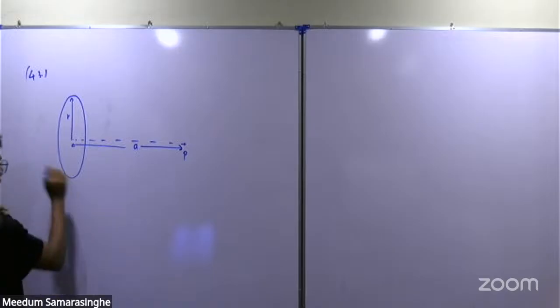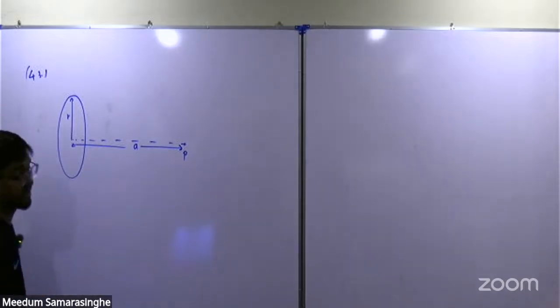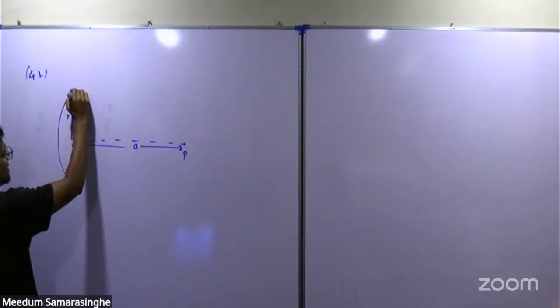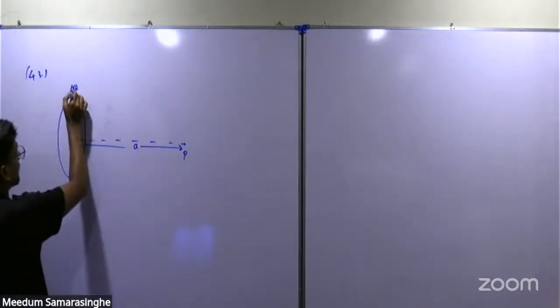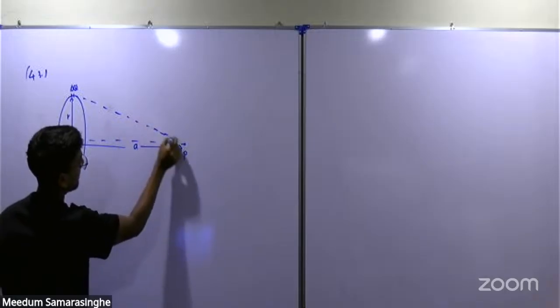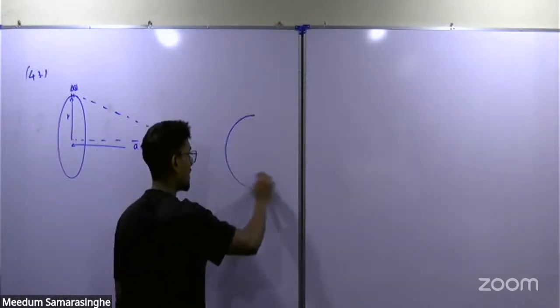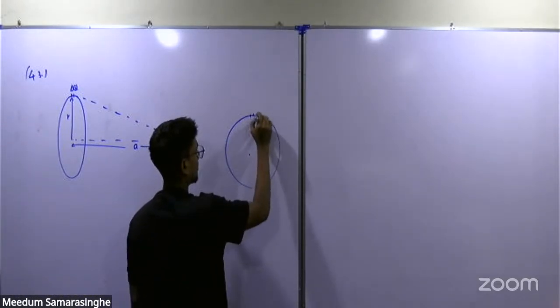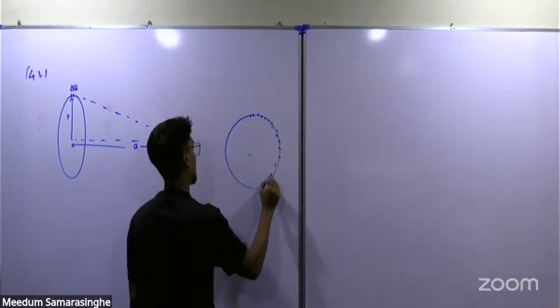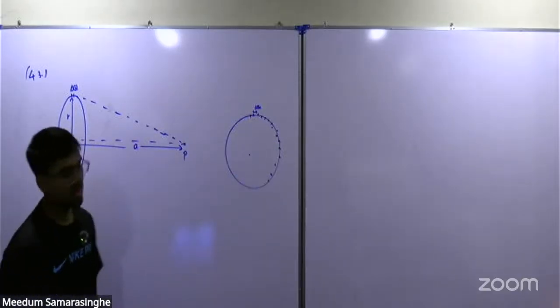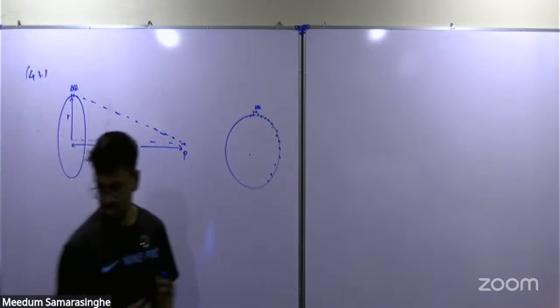Now, the total charge given to this ring is capital Q. Let's consider the charge is equally distributed throughout the ring. I'll consider a small element charge at this point, delta Q. So due to this small point charge delta Q, how do we find the electric field at point P?